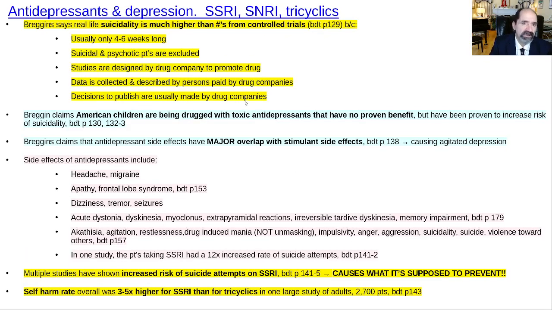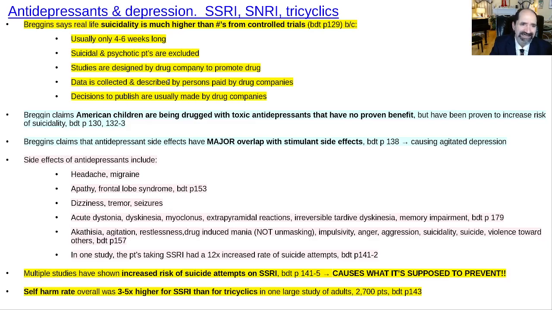Okay, antidepressants and depression. Breggin says real-life suicidality is actually much worse than what is found in the clinical trials because the clinical trials are set up to minimize that. They're usually only 4 to 6 weeks long, whereas in real life, a lot of these patients are put on these drugs for life. Suicidal and psychotic patients are excluded from the studies, so they're really sort of a healthy cohort that goes into these studies, unlike in the real world.